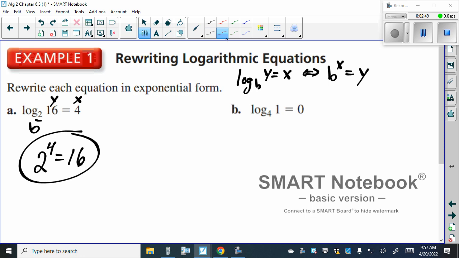Let's look at the next one. Log base 4 of 1 equals 0. Well, here our base is 4. Our y in this case is 1, and x is 0. And we want to write an exponential form. b to the x equals y. So we would have 4 to the 0 equals 1.